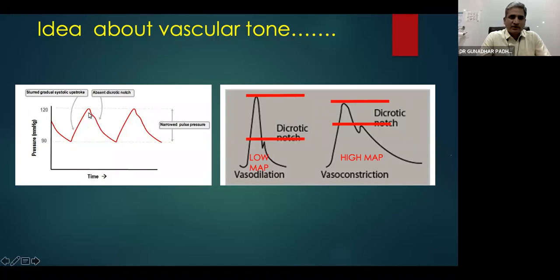And sometimes we can see a slow rise of the systolic peak. This is called a slurred, gradual systolic uptake, and an absent dicrotic notch, which is also a sign of a narrow pulse pressure.